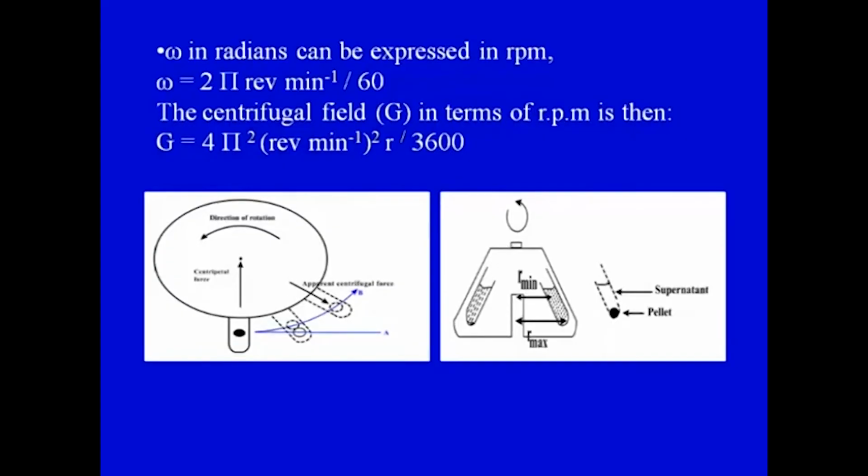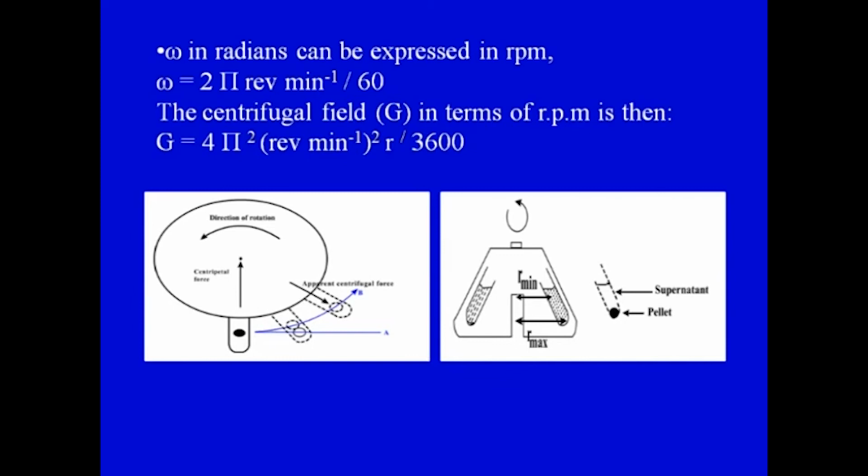Now, this angular velocity can also be expressed in terms of the revolutions per minute, and you can write angular velocity, omega, equals 2 pi revolutions per minute divided by 60. Or the centrifugal field could be written as 4 pi square revolutions per minute square into r divided by 3600, that is the square of the 60 here.